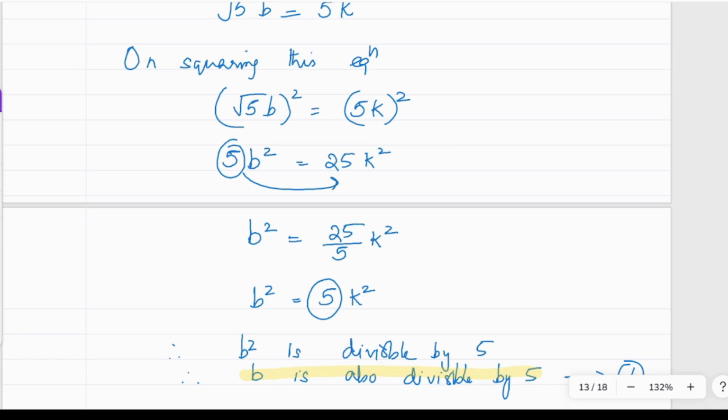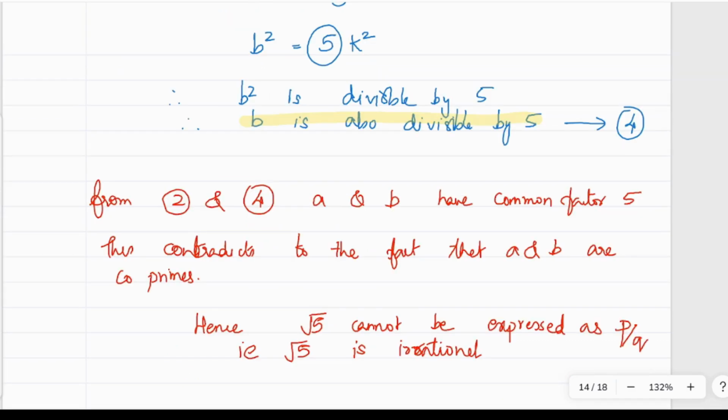So our assumption was wrong. From 2 and 4, a and b have common factor 5, right? This contradicts the fact that a and b are coprimes. So hence what can we say? Hence root 5 cannot be expressed as p by q. That is, root 5 is irrational. Clear?